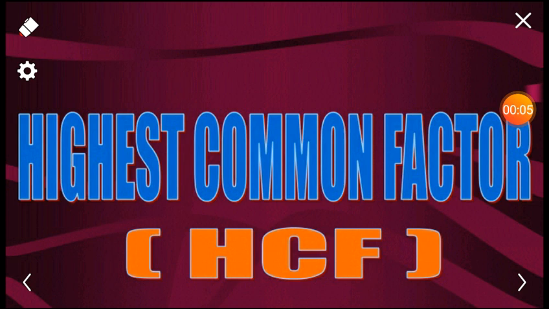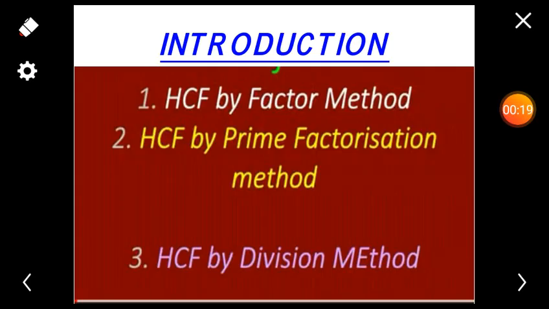Today we are going to discuss highest common factor, that is HCF. In the previous class we learned about prime factorization method. Okay children, here we discuss highest common factor using three methods: the factor method, that is the common factor method, the prime factorization method, and the division method.